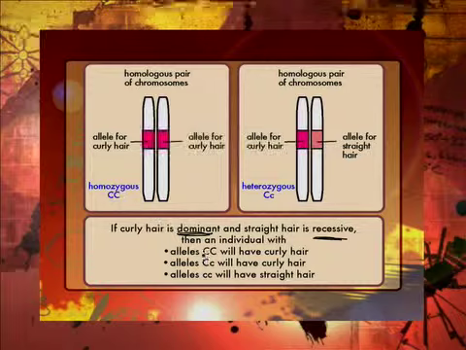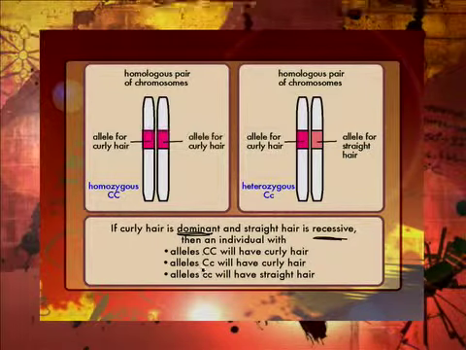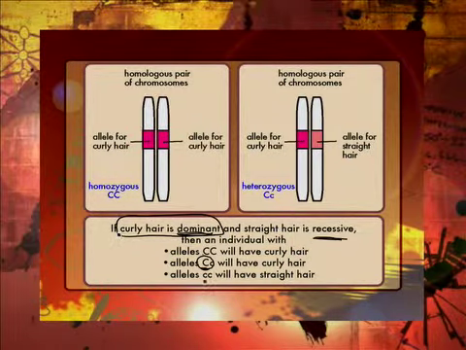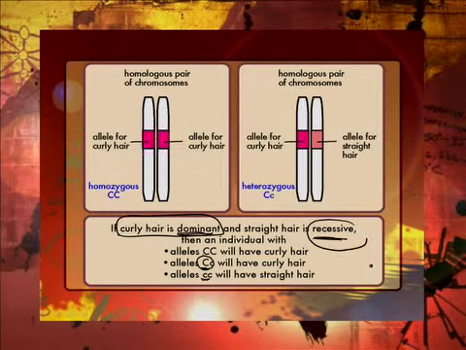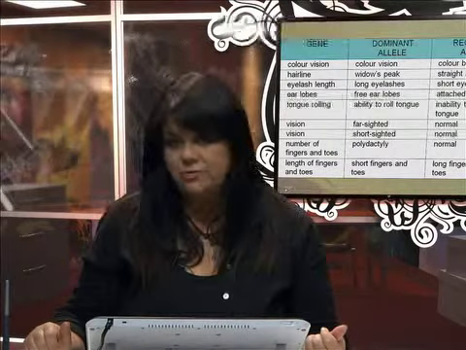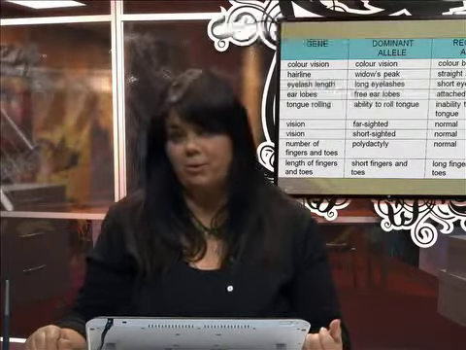Alleles that are both capital C, the individual will have curly hair. If one of the alleles is capital C and the other one is small c, they'll still have curly hair because we know that curly hair is dominant. If both alleles are small c, then we've got the recessive characteristic coming into play and the individual will have straight hair. Let's have a look at some of the most common genetically acquired or inherited characteristics that you can inherit from your parents.